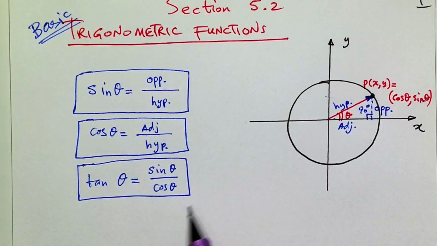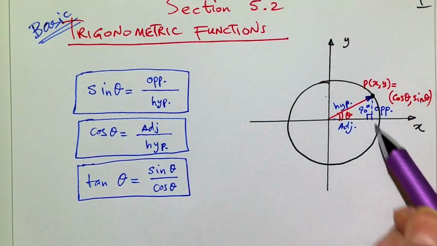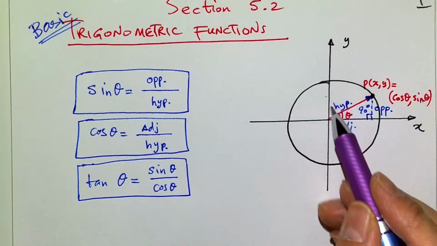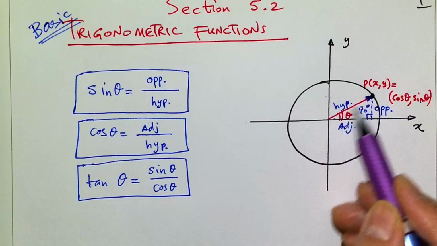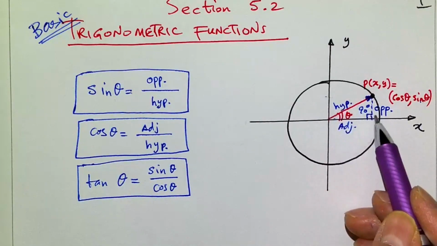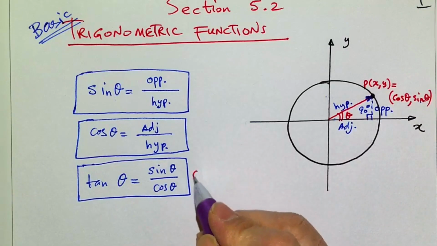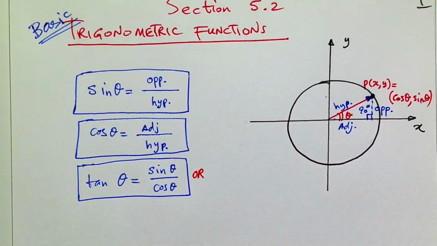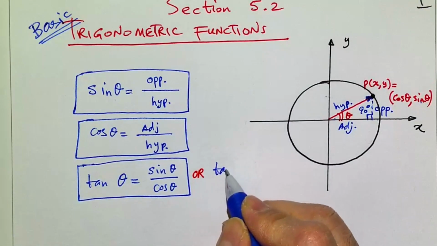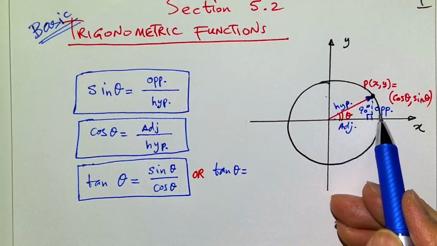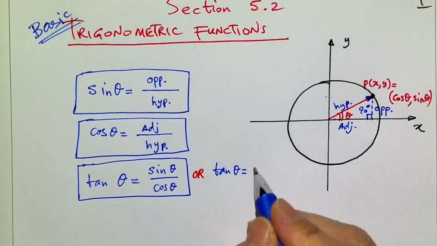Like I was saying, you can look at it because the opposite side is along the y-axis. It's the projection of this terminal side on the y-axis, so you can also look at it as this. Or, so I'll just add, tangent of theta is equal to the opposite side divided by the adjacent side.